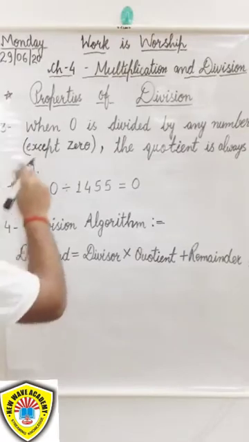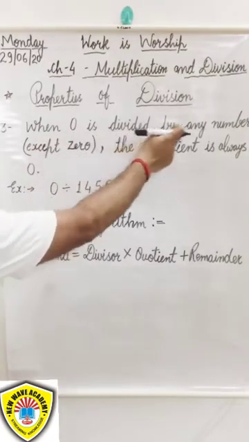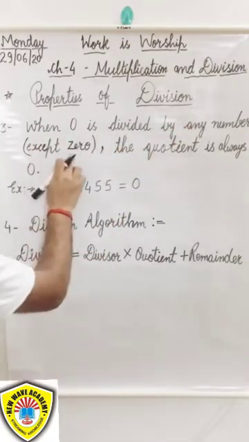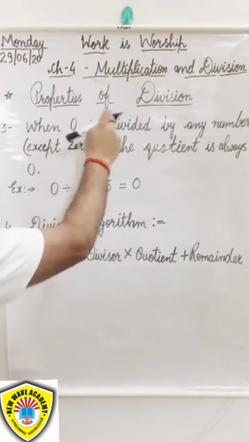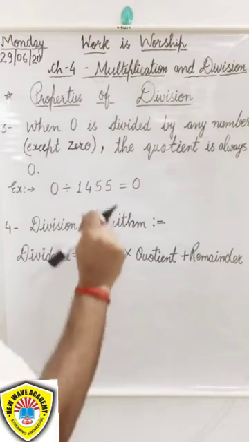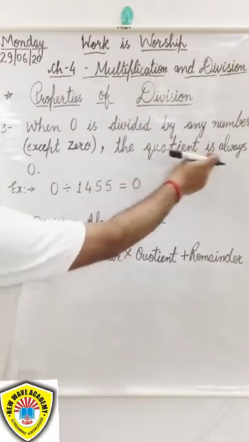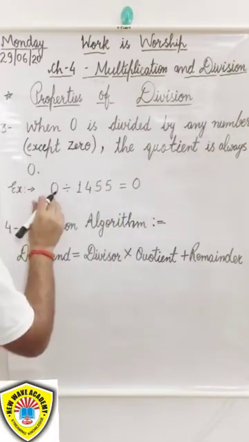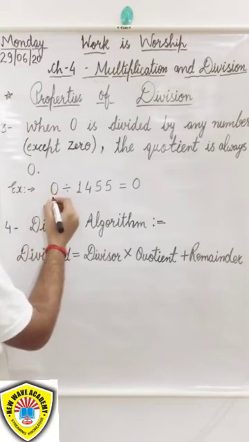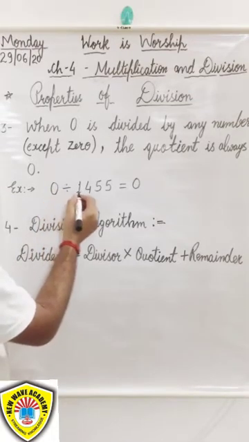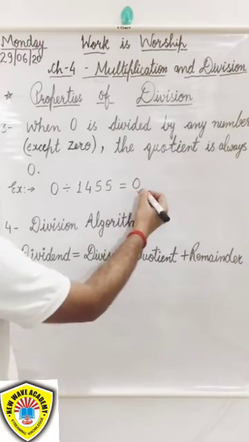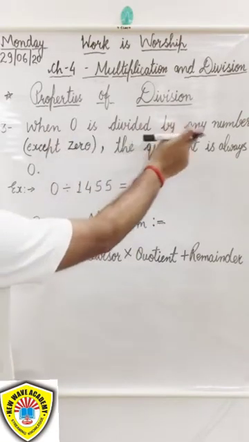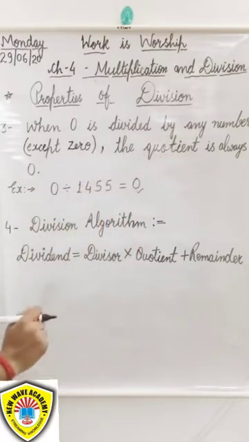Third, when 0 is divided by any number except 0, the quotient is always 0. जब भी हम 0 को किसी भी नंबर से डिवाइड करते हैं 0 को छोड़ के, the quotient is always 0. Suppose that here we have 0 and we have to divide 0 by 1455. So what is the quotient we will get? 0. It means when 0 is divided by any number, the quotient is always 0.